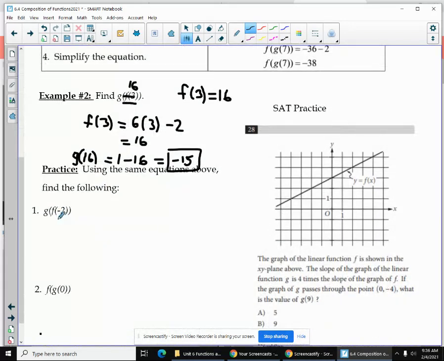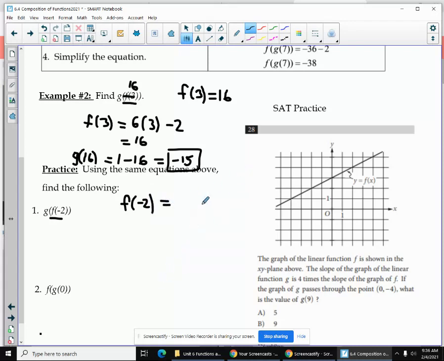So first question is, do you start with f of negative 2, or do we start with g of negative 2? The answer is we start from inside. So first, I will evaluate f of negative 2. Okay, so first, I will start with f of negative 2.